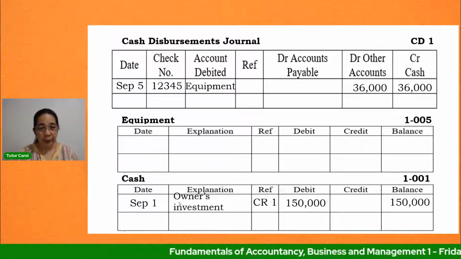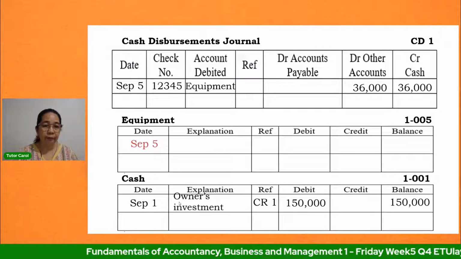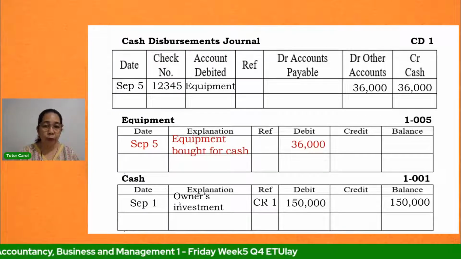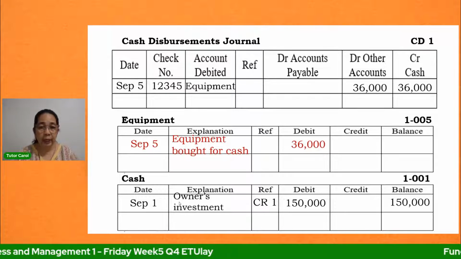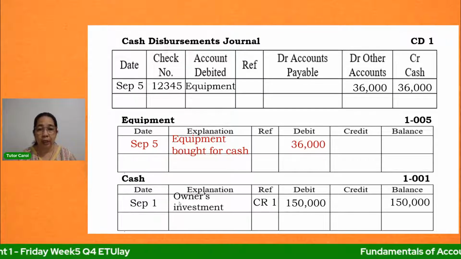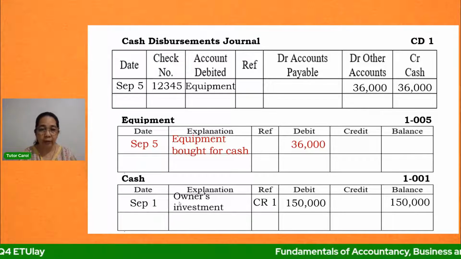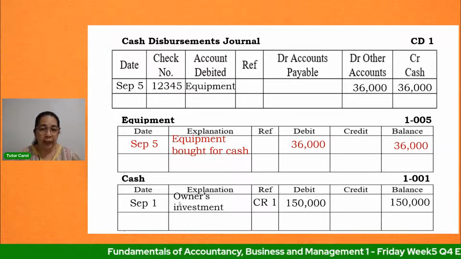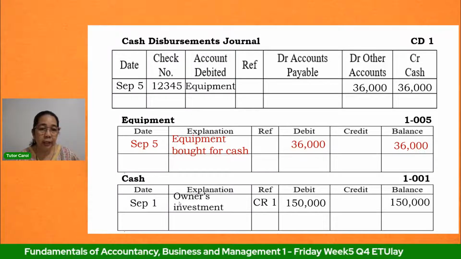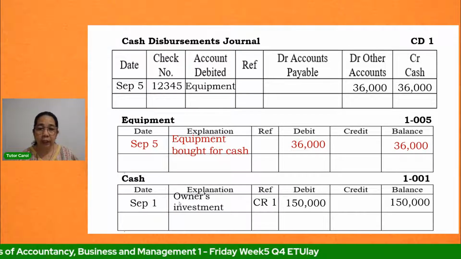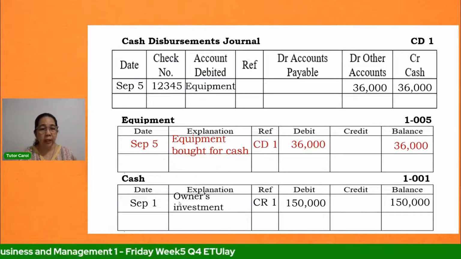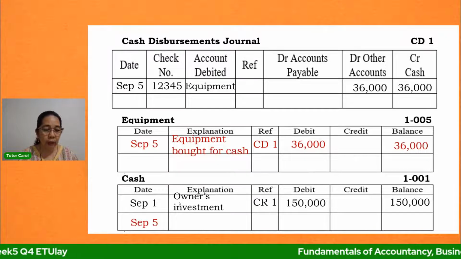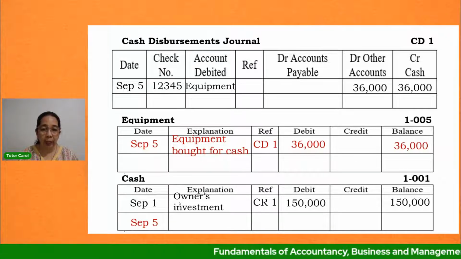So, copy the date, September 5. Explanation, equipment bought for cash. Debit 36,000 pesos. Forward, balance 36,000 pesos. There is nothing else yet. And then, for cash, this is a credit to cash. So, copy the date, September 5. Explanation, equipment bought for cash.